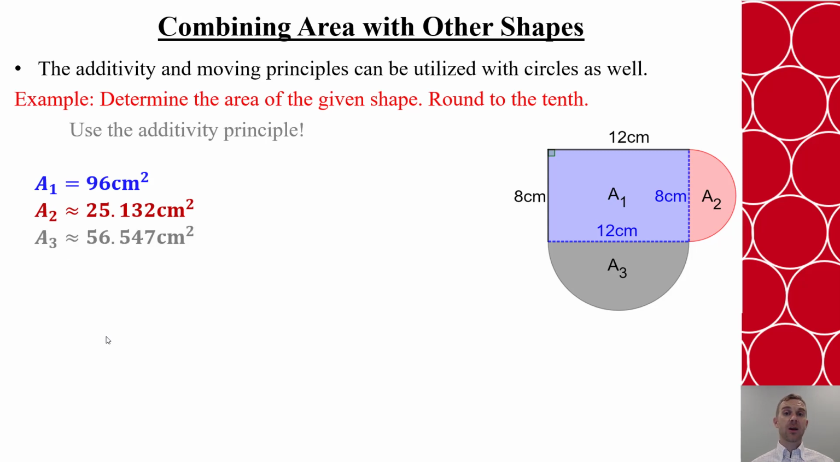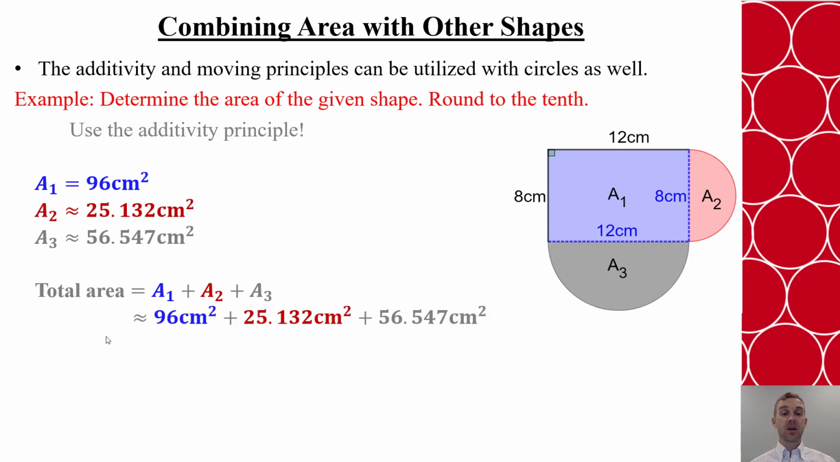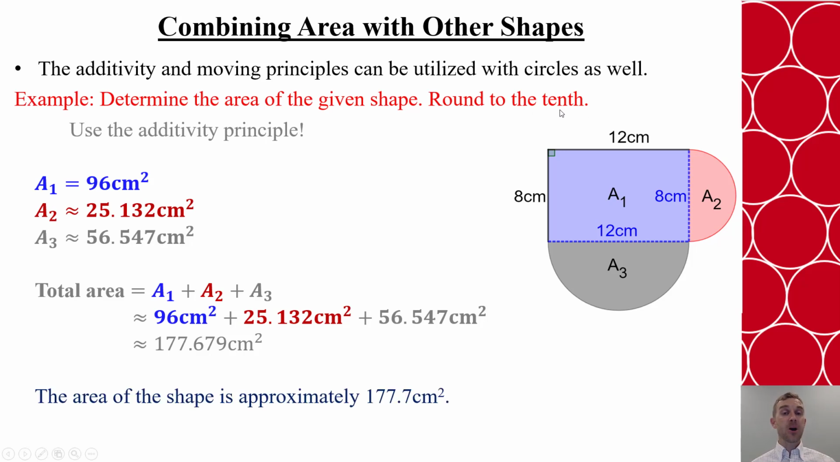Now I have my 3 areas. If I want the total area, I will add those 3 areas together, and that will give me approximately 177.679 square centimeters. But again, we're rounding to the 10th, so this would be approximately 177 7/10 square centimeters for this shape.